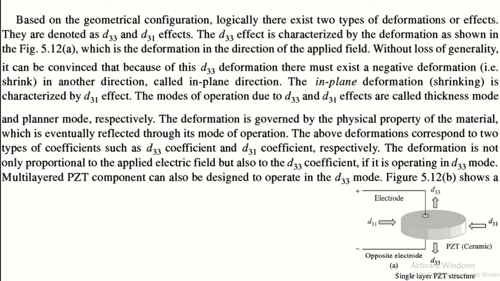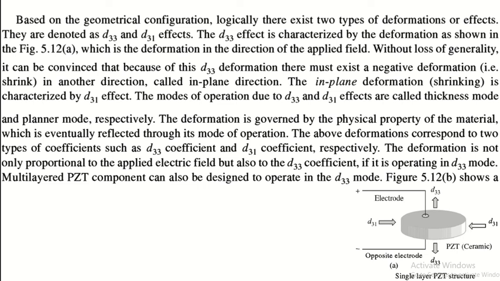Based on the geometrical configuration, logically there exist two types of deformation or effects. They are denoted as D33 and D31 effects. The D33 effect is characterized by the deformation as shown in this figure A, which is a deformation in the direction of the applied field. You can see that the field is applied in the upward downward direction, so the same D33 deformation is produced in the same direction.